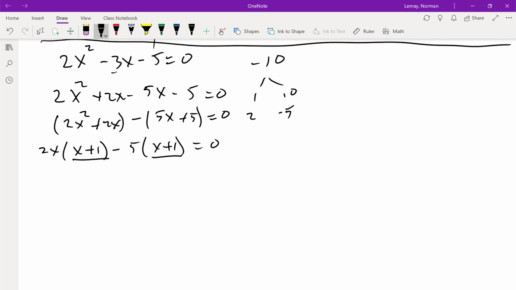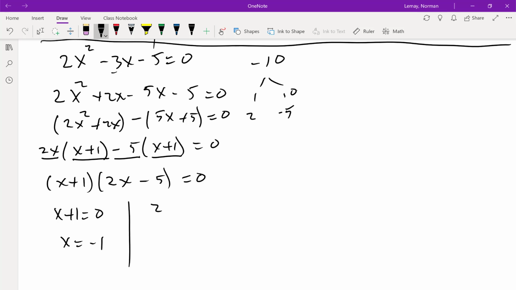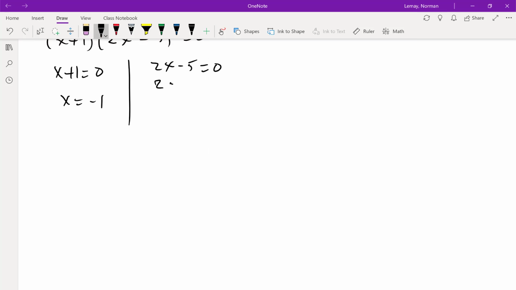So x plus 1 is common in both. So pull out the x plus 1. So I'm left with 2x minus 5 equals 0. So we get x plus 1 equals 0, so x equals -1. And 2x minus 5 equals 0, so 2x equals 5, so x equals 5 halves. And again, you can go back and verify that both of these are the solution. I've already done that in my previous work.